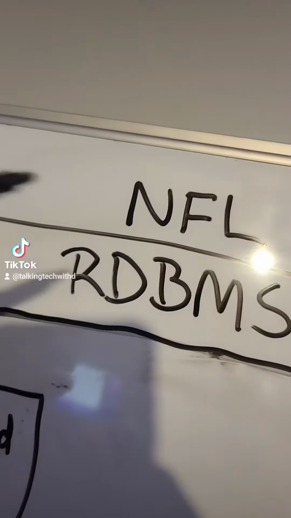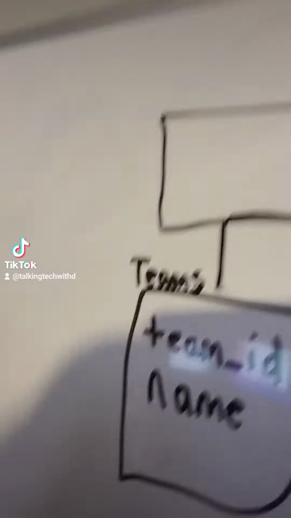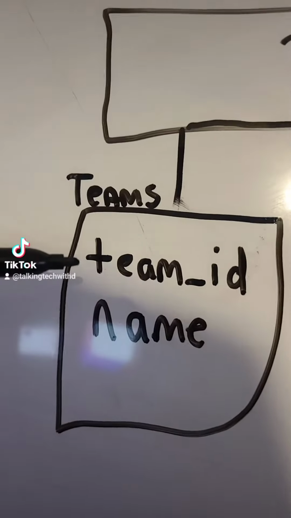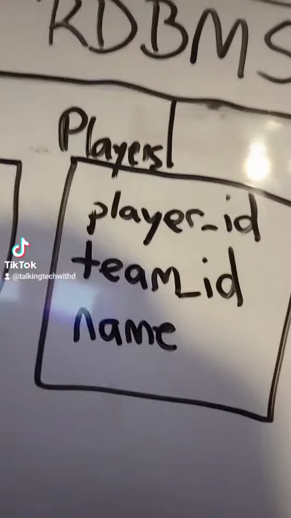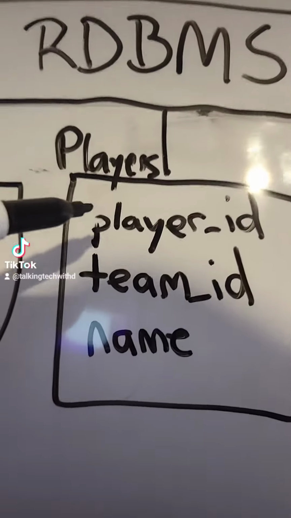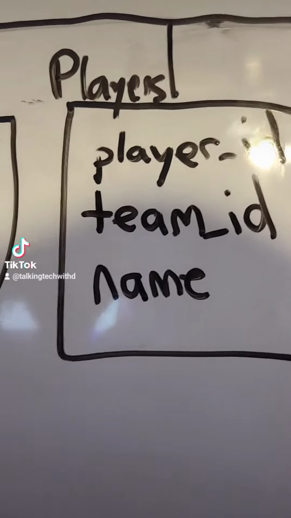There's a lot, and they all have their own special use cases, but at a high level, they do the same thing. They maintain a contractual relationship between those data sets or tables. An example would be an NFL database, and you may have a table called teams, and it would have a team ID and a team name. Then you may have another table called players, and you got a player ID, a team ID, and a name.